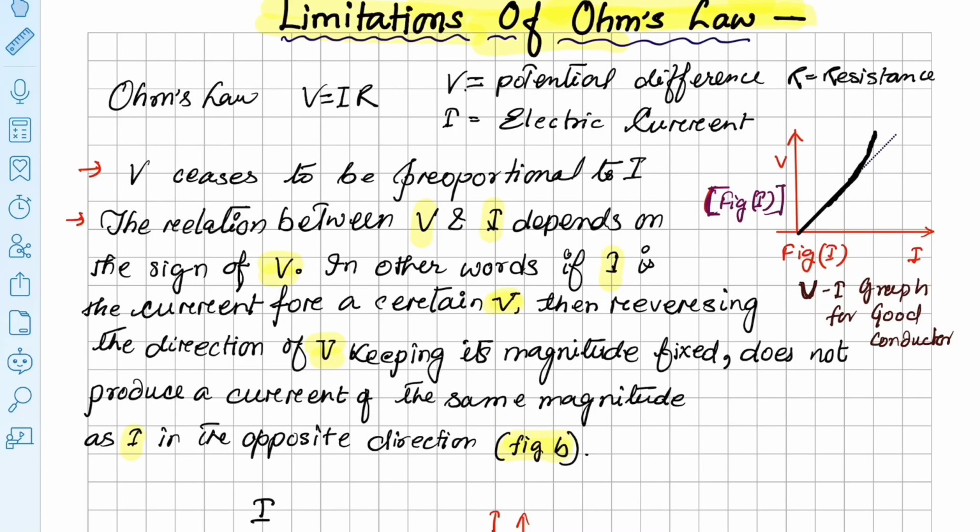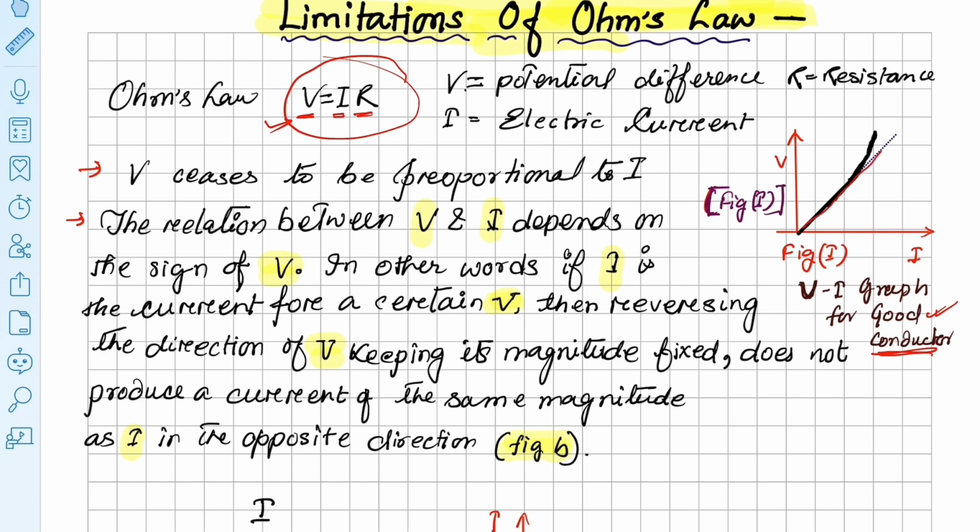I have already written the limitations as given in NCERT. So now let me explain one by one. So here is Ohm's law, where V is the potential difference, I is the current, and R is the resistance. Now you see, according to Ohm's law, the VI graph for a metal should be straight.